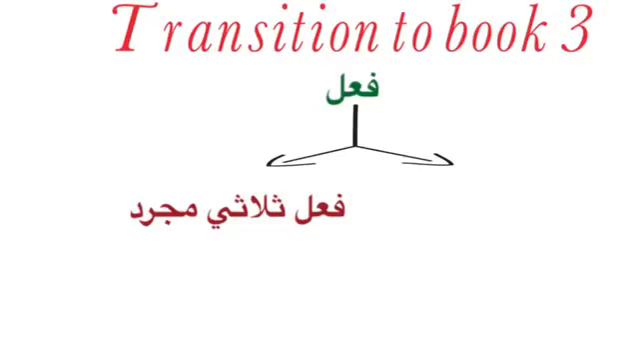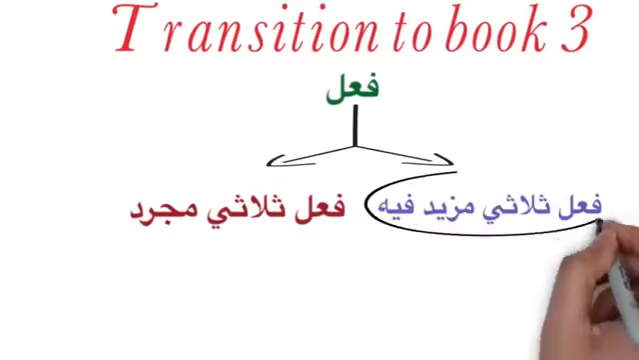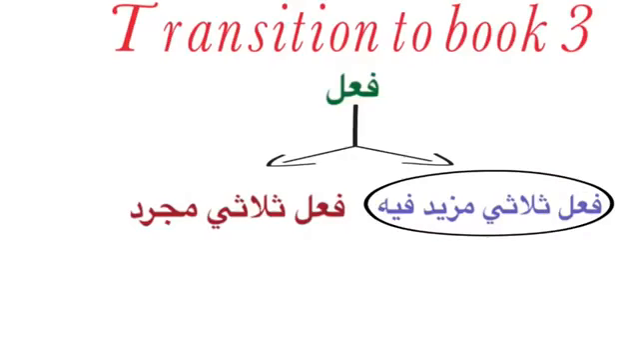There's nothing else. We've done extensively all the different forms and types, and we have touched almost all the concepts. And the second type is called fa'al thulathi mazid fihi. Mazid means there are three letter fa'als, but there is something extra added in it. So the name suggests everything. So inshallah today we're going to take a brief tour about fa'al thulathi mazid fihi.